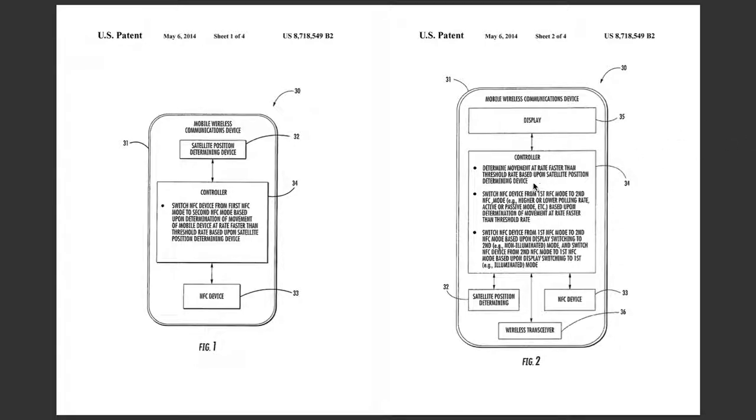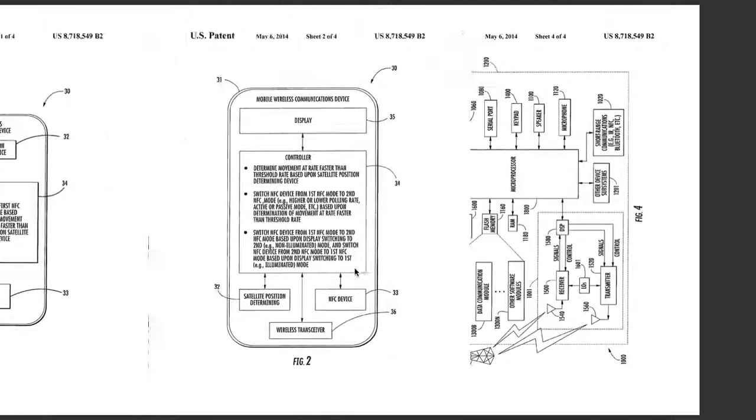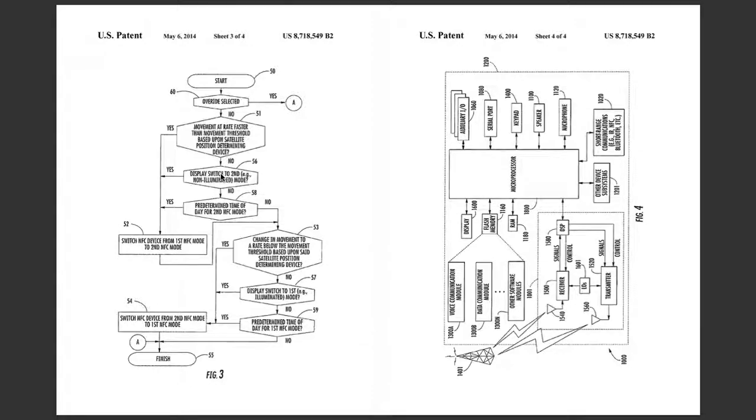Back to the example that we were using in our first video, the 8718549 patent. And I previously mentioned that this patent has a couple of different types of drawings. First, we see a device level drawing in figures 1 and 2. Then we see a flow diagram in figure 3, and then a system level diagram in figure 4.